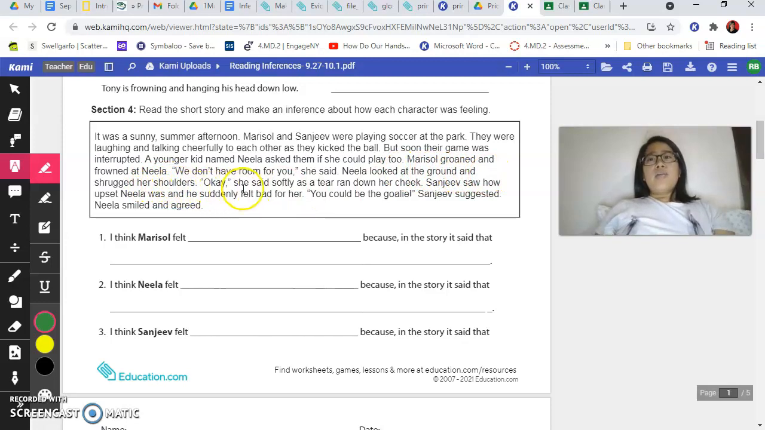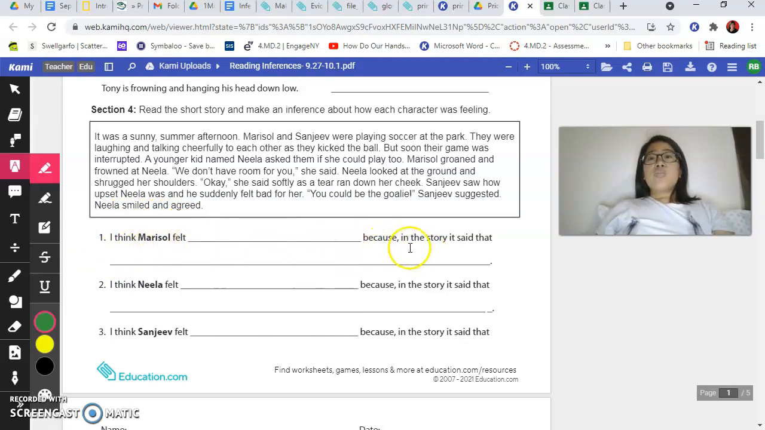"We don't have room for you," she said. Mila looked at the ground and shrugged her shoulders. "Okay," she said softly as a tear ran down her cheek. Sanjeev saw how upset Mila was, and he suddenly felt bad for her. "You could be the goalie," Sanjeev suggested. Mila smiled and agreed.